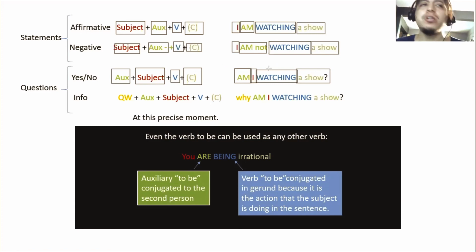Are you watching a show? Yes, I am, or no, I'm not. If you ask, am I watching a show? It's because you're not sure about what you're doing, which is kind of weird, but technically, it is possible.